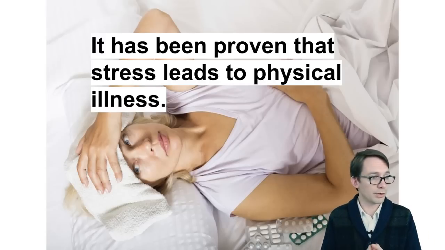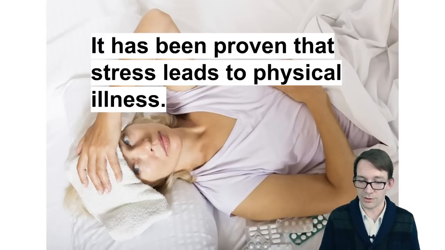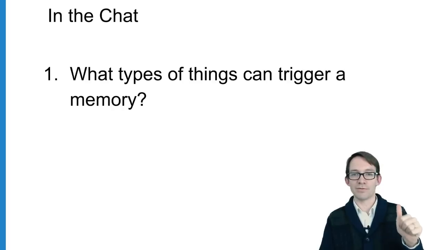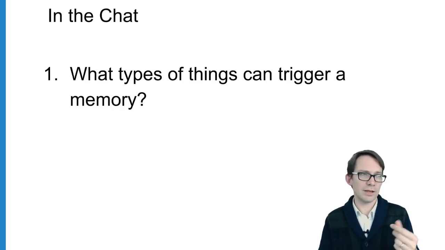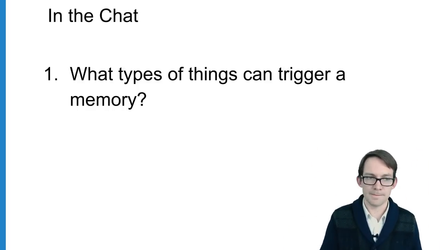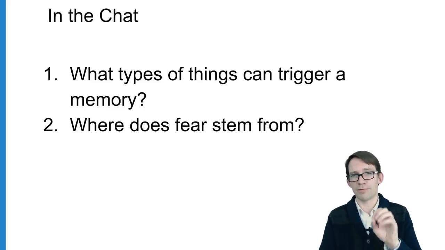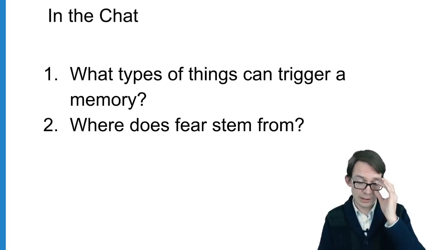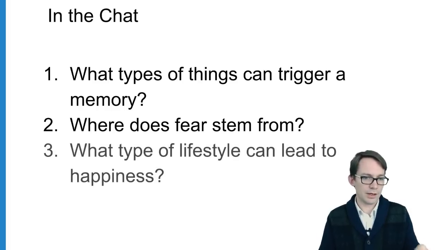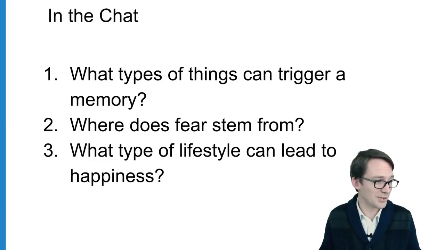So how about this? I'm going to put a couple of questions up here, and I want you guys to give me some feedback in the chat. Three questions for you to discuss. What types of things can trigger a memory? So what types of things can make a memory pop into your head really quickly? Number 2, where does fear stem from? If you're afraid of something, if you're afraid of spiders, for example, or flying, where does that fear come from? And 3, what type of lifestyle can lead to happiness? Please let me know. All right, give me some advice.